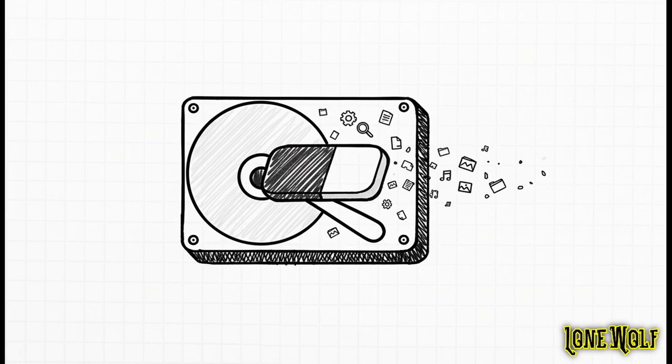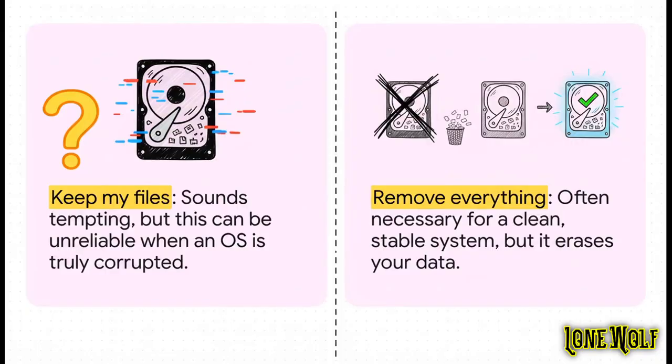From that troubleshoot screen, you choose the option to reset this PC. This process will wipe your C drive clean, which means you could lose programs and any files that aren't backed up somewhere else. Now, you'll get two choices. Keep my files. Sounds great, right? But honestly, when an operating system is this corrupted, that option can be unreliable and might not even fix the problem. Remove everything is often the necessary choice to get a truly fresh, stable system again. But it means exactly what it says.